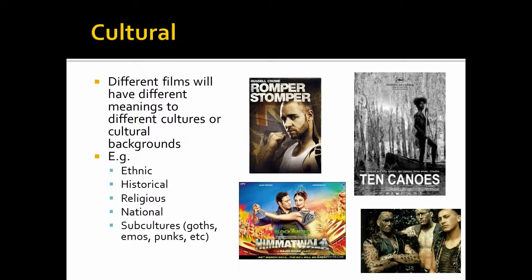Cultural readings say that different films will have different meanings to different cultures or different cultural backgrounds. If you have a different ethnic background, you will understand a film differently. If you have a different historical, religious, subcultural background, you'll understand things differently. So if you understand gang culture in New Zealand, Once Were Warriors will have a different meaning to you. If you understand skinhead culture in Australia, Romper Stomper will have a different meaning to you. If you understand Aboriginal culture, the comedy Ten Canoes will have meaning for you. And if you understand Bollywood culture, the whole idea of Bollywood films will make sense to you in a way that I find completely bewildering as somebody with no background in them.